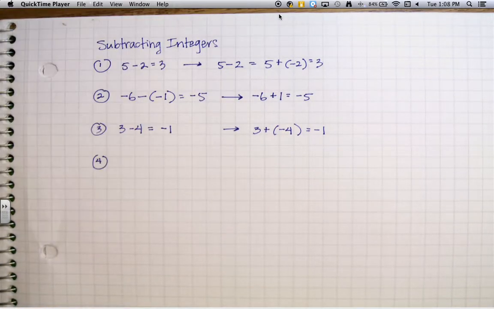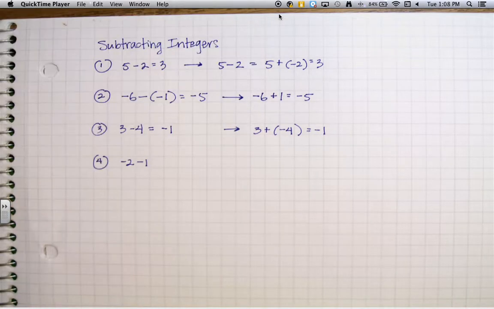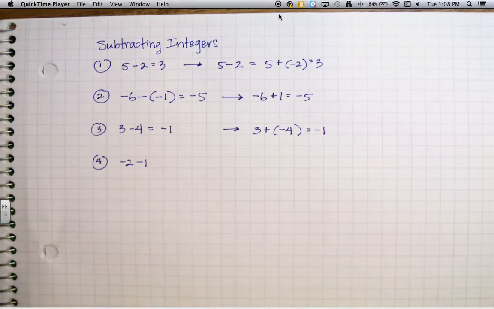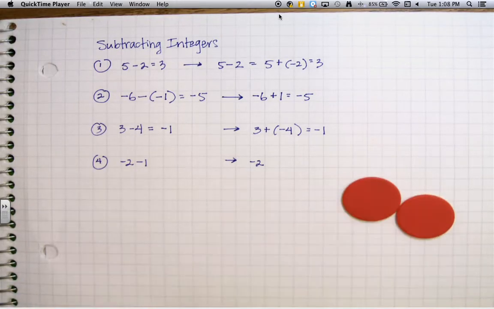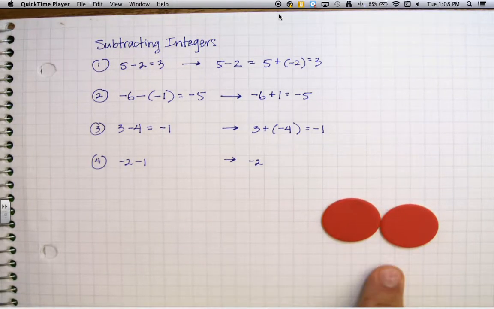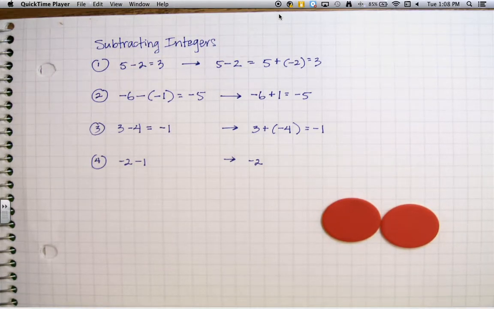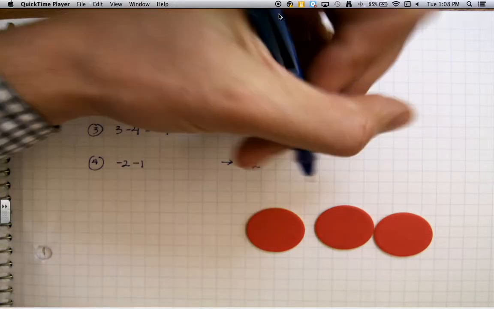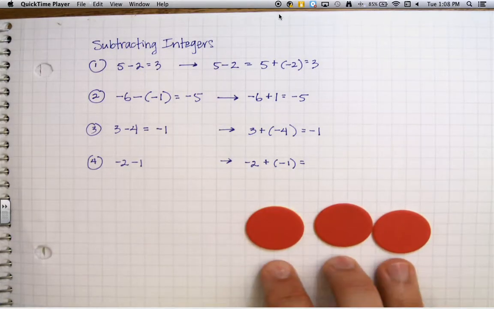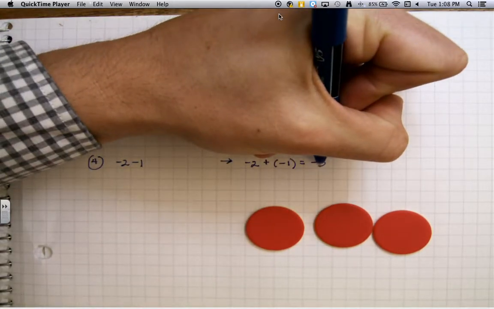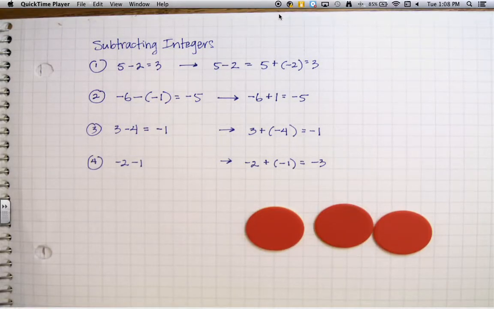Let's take negative 2 minus 1. I'm arguing that mathematically that should be the same as negative 2 plus negative 1. Instead of taking away 1 positive, which I don't even have, I'm saying that I should be able to add in a negative. So the result there is negative 3. Let's do one more example.